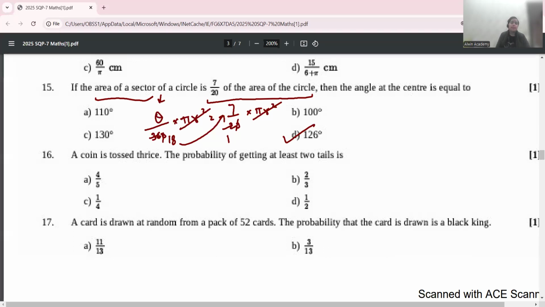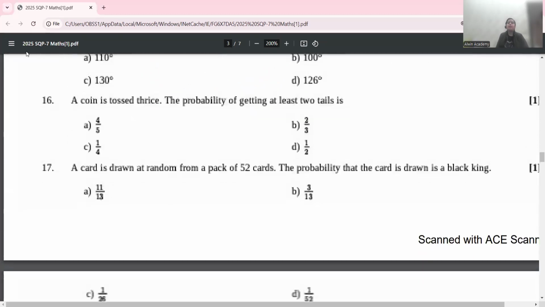Going to the next question. A coin is tossed thrice. The probability of getting at least two tails. Now, at least two tails means we can have either two tails or three tails. First, I'll list out all the possibilities we can have.